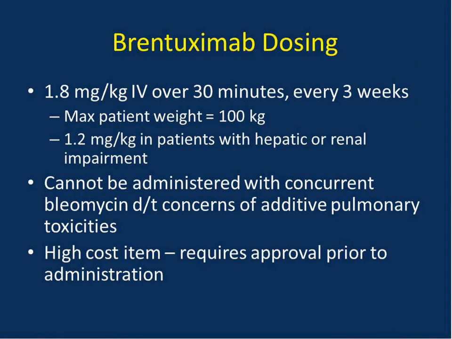As far as dosing, it's typically 1.8 milligrams per kilo IV over 30 minutes, given every 21 days. The maximum patient weight that you would use to calculate a dose is 100 kilos. You don't usually see a whole lot of dose adjustments for monoclonals in patients with hepatic or renal impairment, but there are specific package insert recommendations for patients with hepatic or renal impairment, and that's related to the toxicity of the MMAE part.